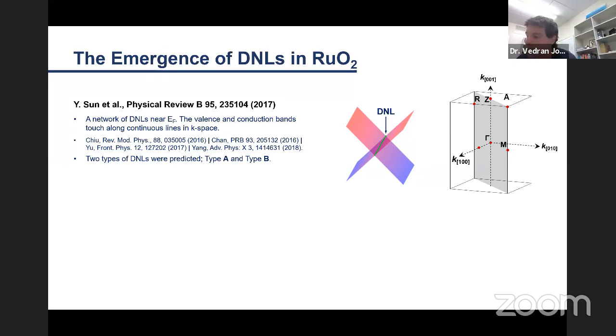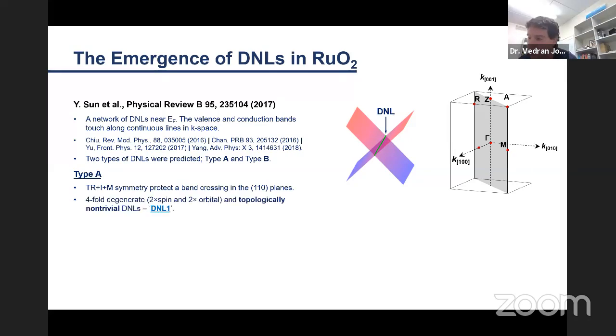And there are two Dirac nodal lines in ruthenium dioxide, which I will denote here, type A and type B. And if you look at type A first, time reversal and inversion symmetry in unison with a mirror symmetry protect this band crossing along the 110 and along the 1-10 planes. And this produces a network of fourfold degenerate, 2 spin and 2 orbital, topologically non-trivial Dirac nodal lines. And here I outlined them on the Brillouin zone.